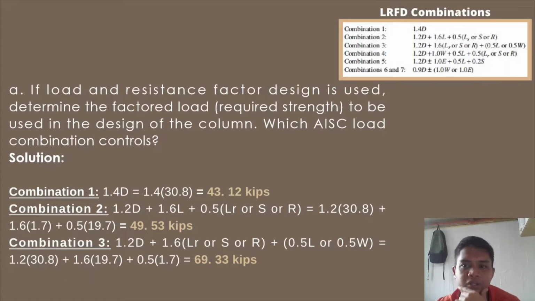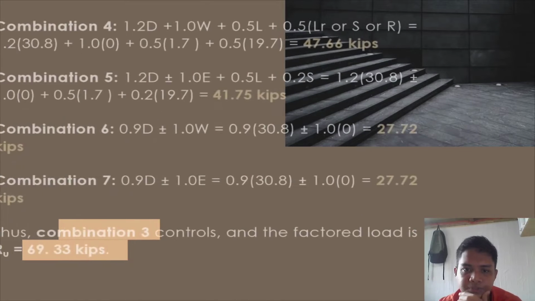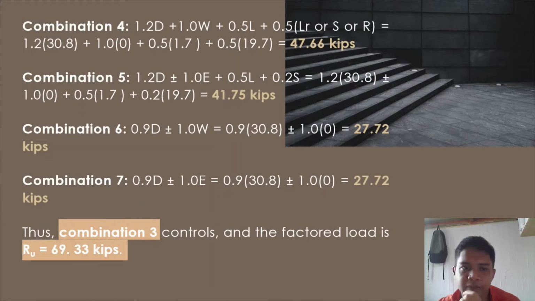Okay? For this question, I tried to substitute and use all of the combinations. As you notice, the others are really lower. Okay? So my answer here is that combination 3 controls, and the factored load is 69.33 kips. That is the highest among these combinations.